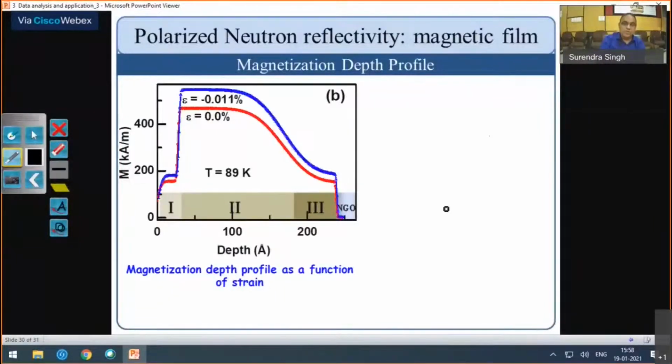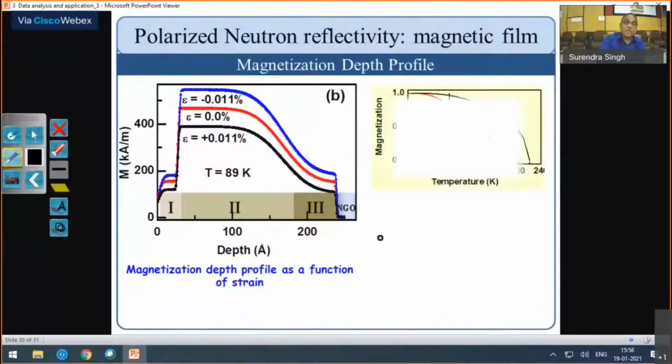Then this is when there is a compressive strain. We got higher magnetization, and this is when there is a tensile strain. We got lower magnetization. So it clearly says there is a coupling of strain and magnetization in these films, and this has been done simultaneously at the polarized reflectometer instrument.